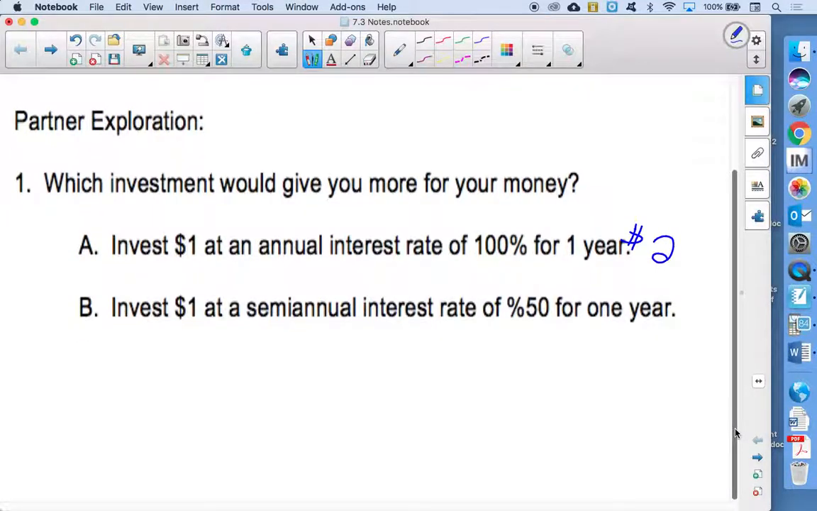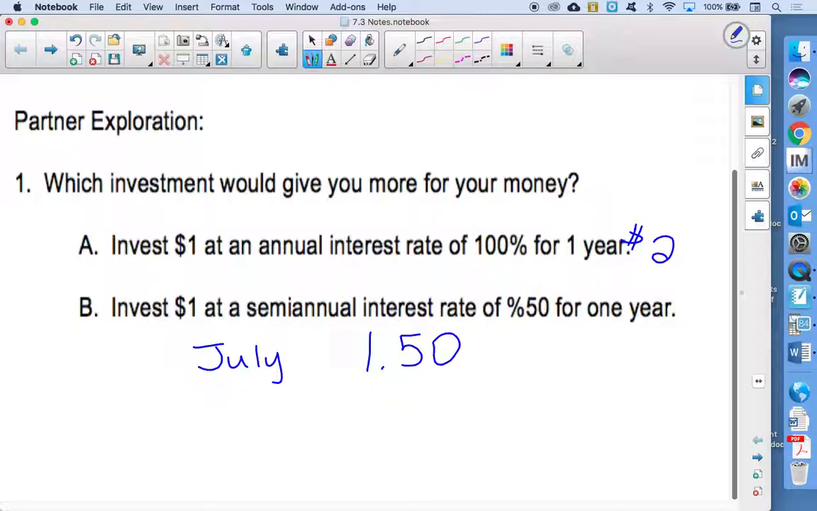The next one says if you invest $1 semi-annually with the interest rate of 50% for 1 year. So that means in July, I have $1, but I'm going to get an extra 50% on that dollar. So how much money do we then have in July, halfway through the year? $1.50. Because you're getting 50% of that dollar being added on, so you get 50 cents. So now I have $1.50.